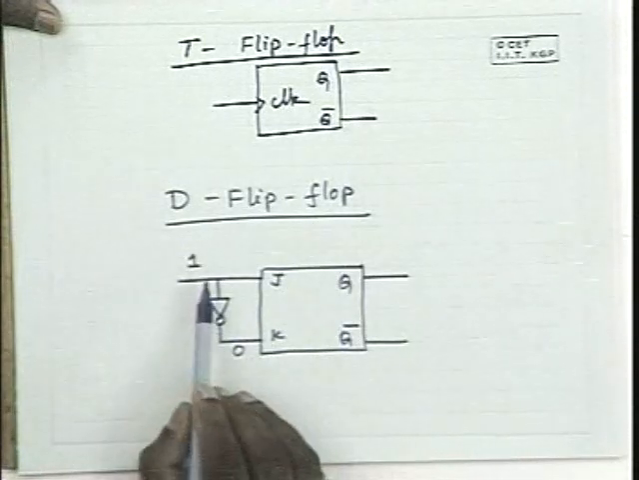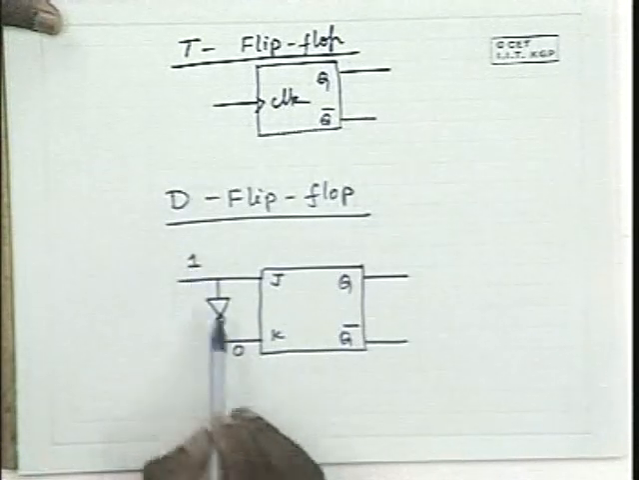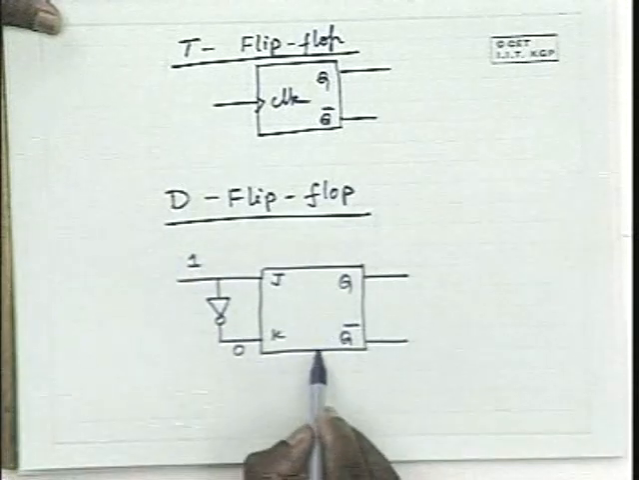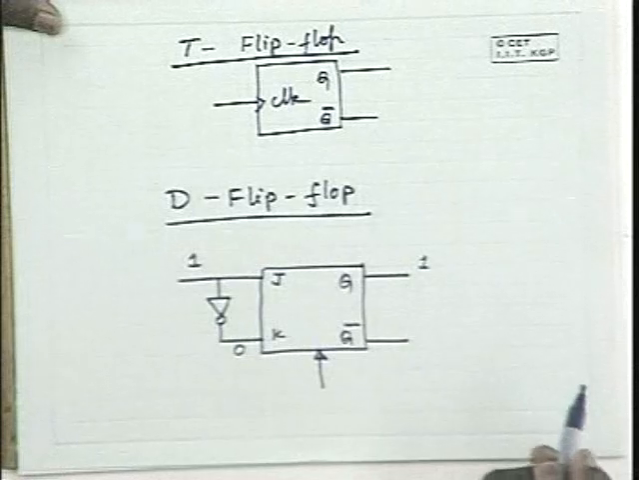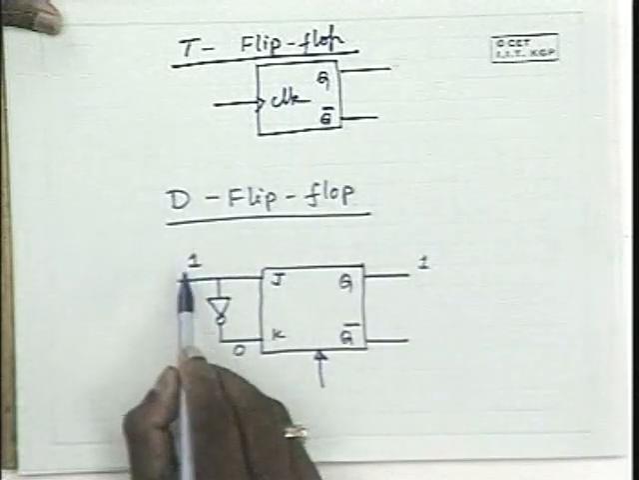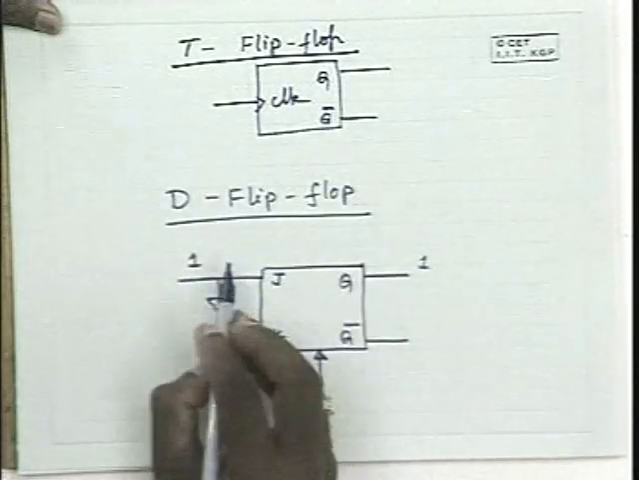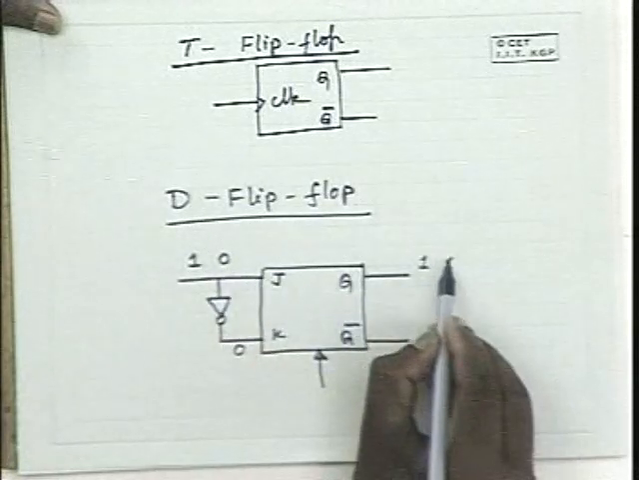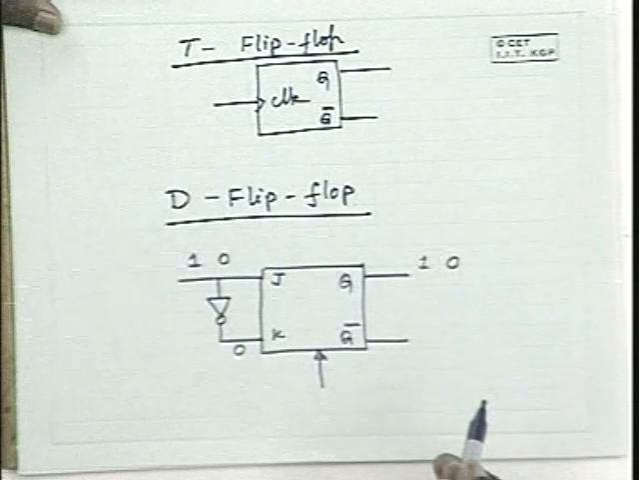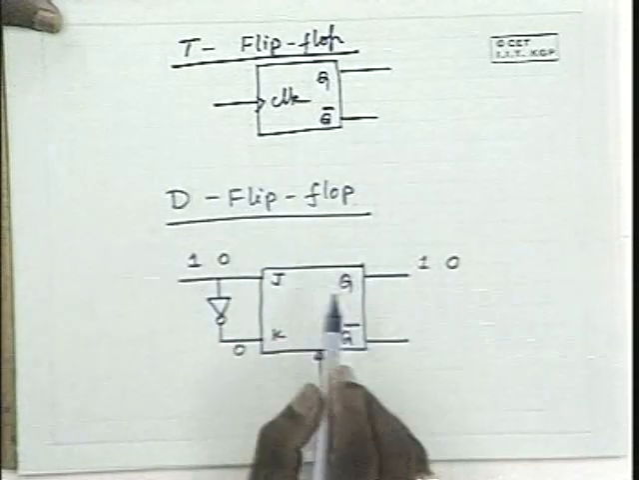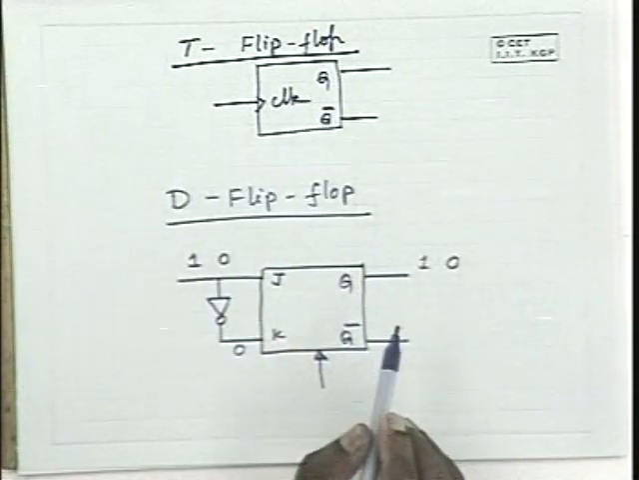Then what happens is, whatever is applied here, the moment a clock pulse is applied, that is latched into it. If this is a 1, it becomes a 1. If it is a 0, it becomes a 0 after the clock pulse is applied. Hence, it can be used as a storage device. A D flip-flop can be used as a storage device.